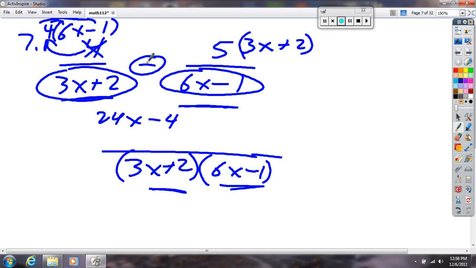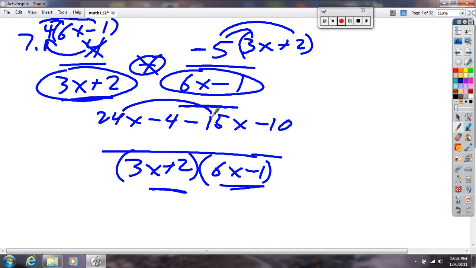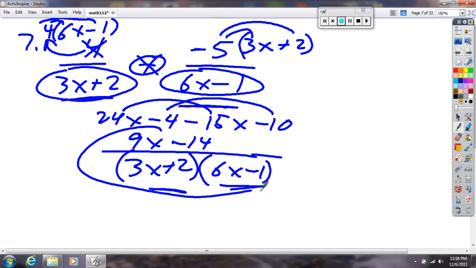There's a negative here, put it with the 5. So that's gone. Negative 5 times 3 is a negative 15x. And negative 5 times 2 is a negative 10. Combine like terms. 24 minus 15 is 9x, and negative 4 and negative 10 is a negative 14. And that's our answer. We're done.